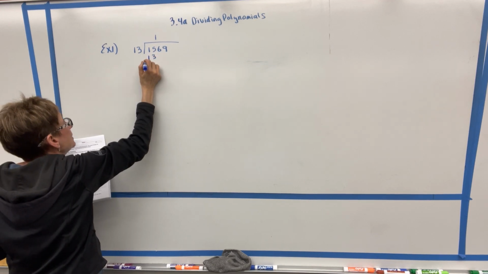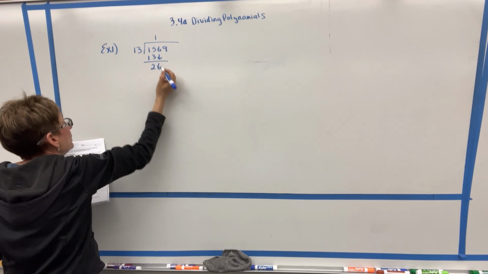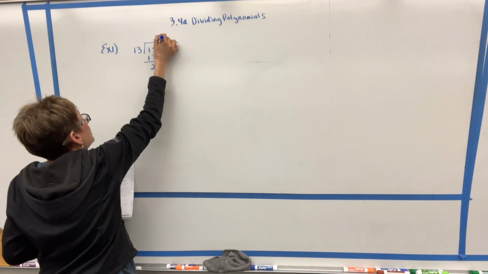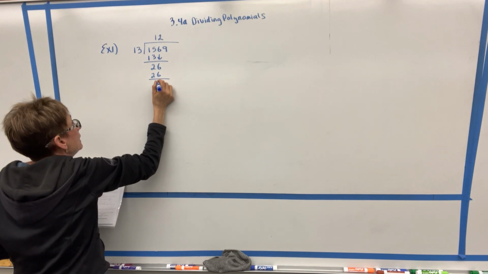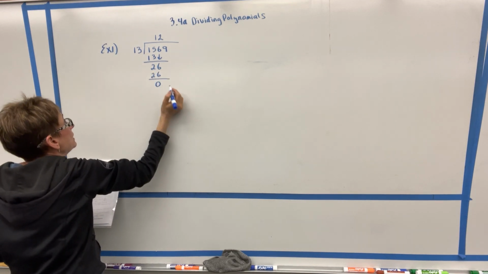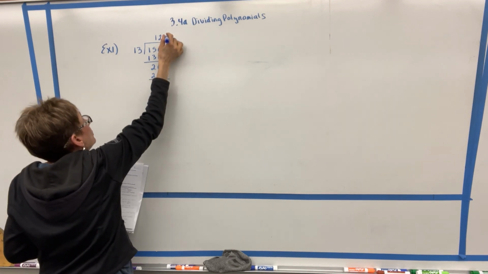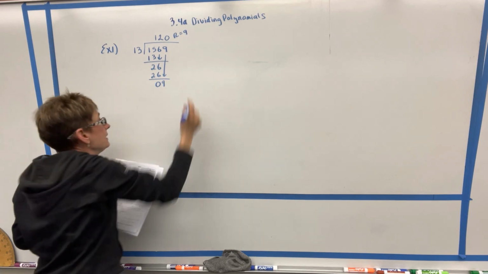1 times 13 is 13, so we write that down, subtract and get a 2, and bring down our 6. Then we ask ourselves, how many times does 13 go into 26? The answer is 2 times. 2 times 13 is 26. 26 minus 26 is 0. I bring down the 9. 13 does not go into 9, so I put a 0 there, and my remainder is 9.